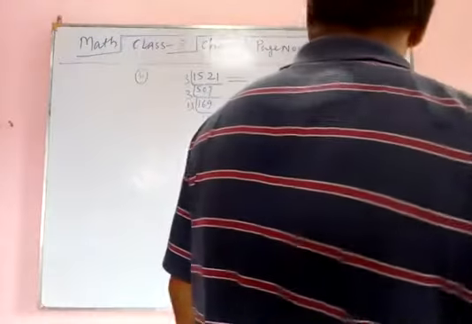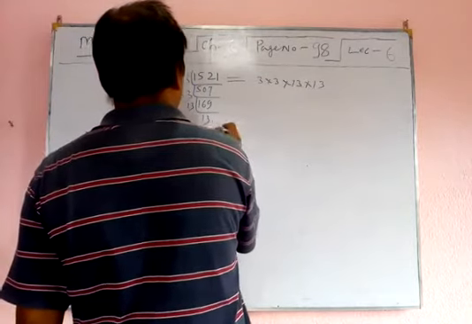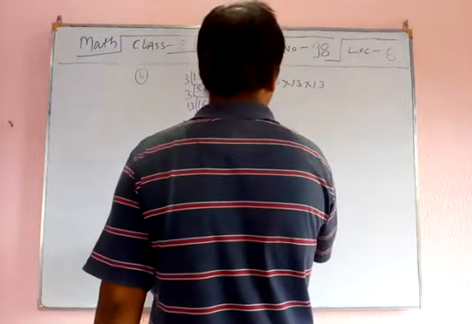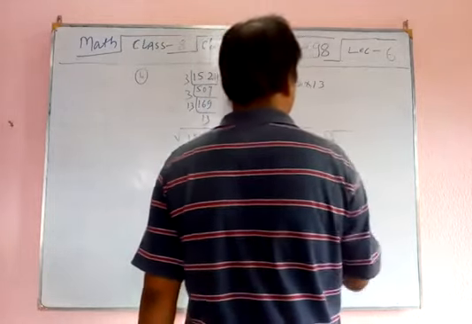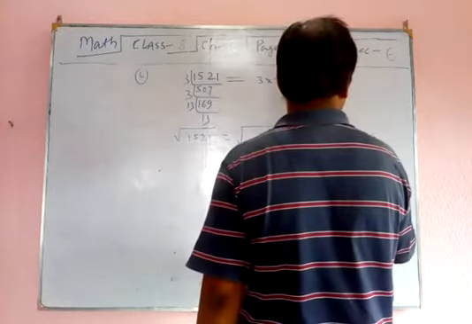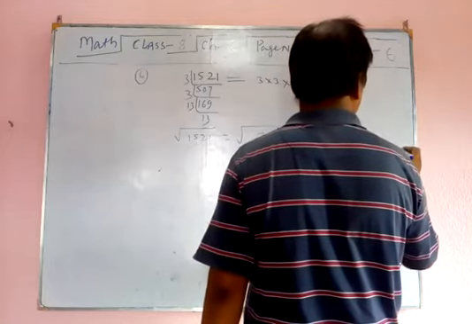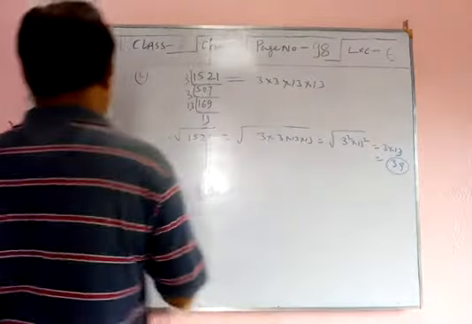So find the square root. The square root of 1521 is equal to 3 into 3 into 13 into 13. That means 3 square and 13 square. That is 3 into 13. That is 39.